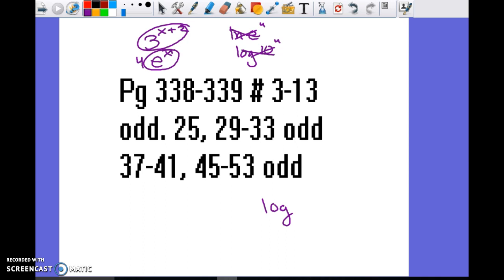And also next time we're going to be doing application. So it's going to be assumed that you know how to do this kind of math, solving algebraic equations with exponential and logarithmic forms, so that we can solve those application problems. Okay? Good luck!